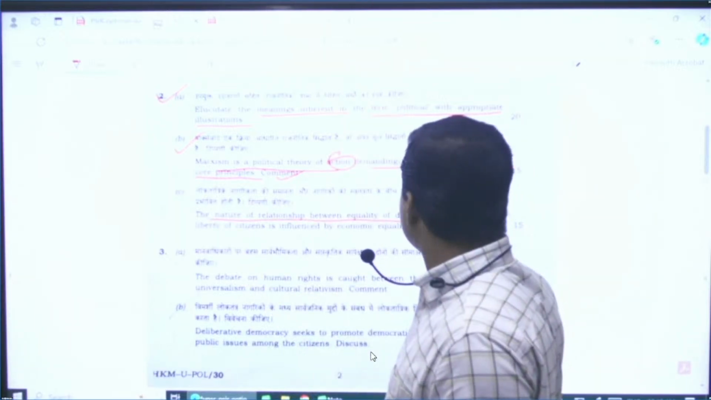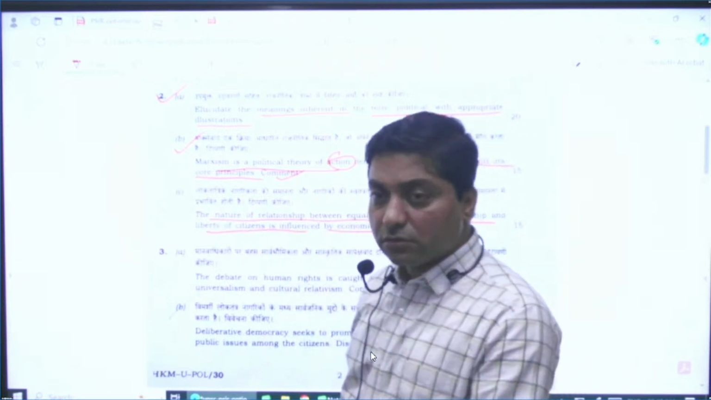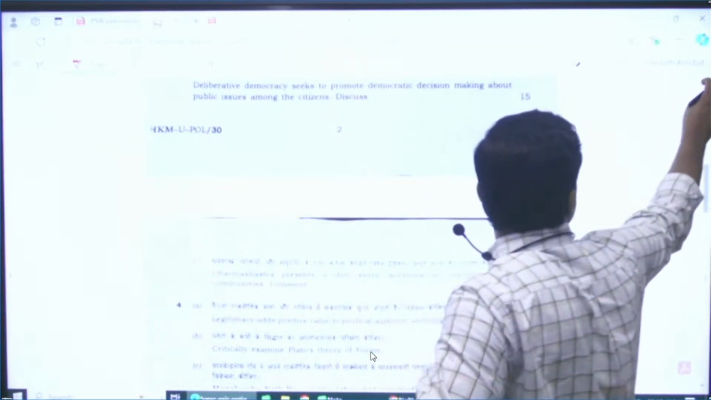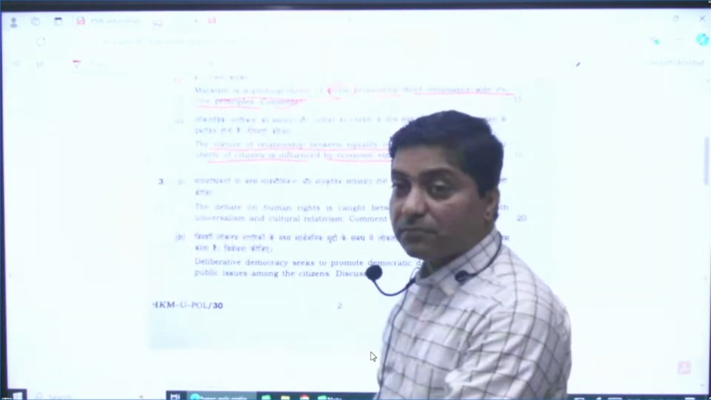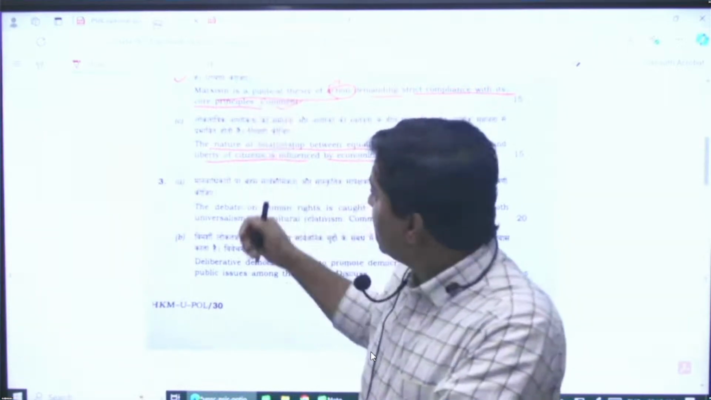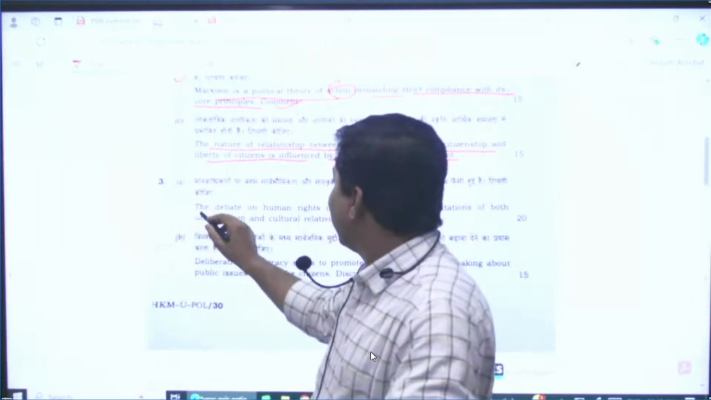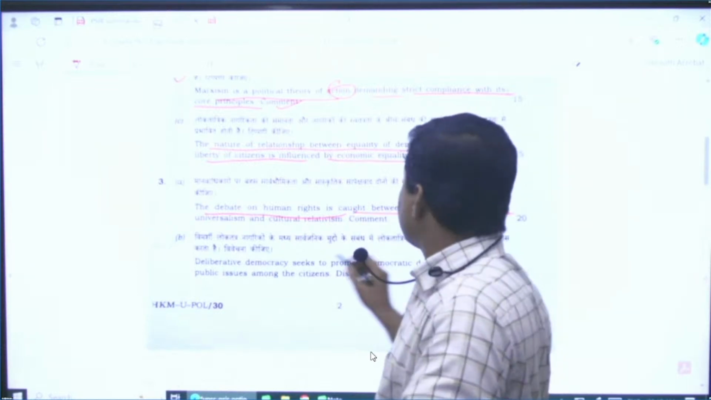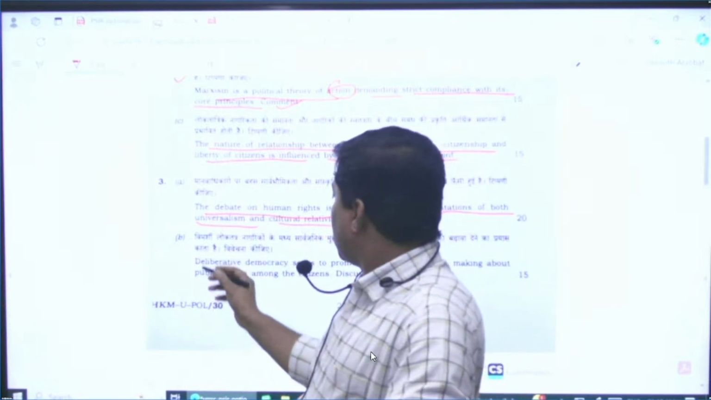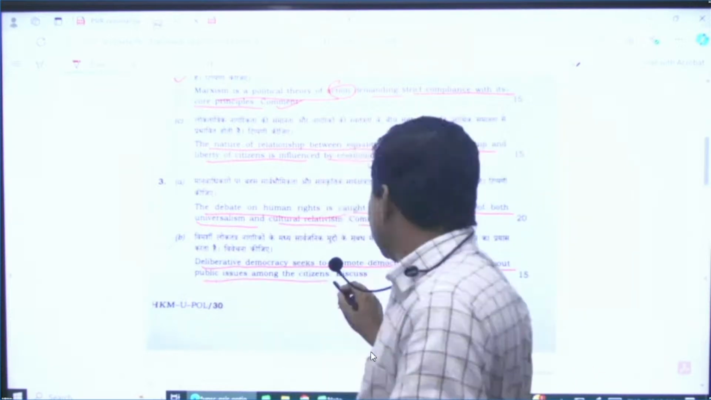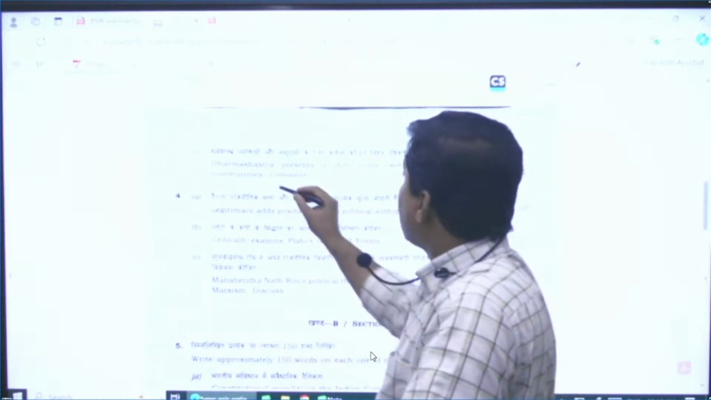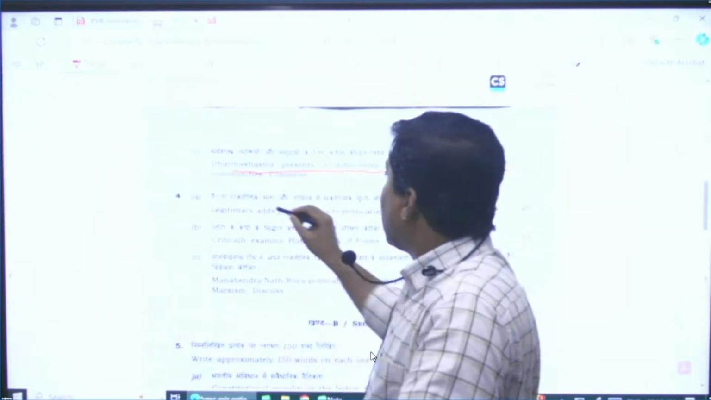The third question was: the nature of the relationship between equality of democratic citizenship and liberty of citizens is influenced by the economic equality. Comment. Options, there is an instruction, and everything is written in the instruction. The third question, the third A: the debate on human rights is caught between the limitations of both universalism and cultural relativism. Comment. Now, the B: deliberative democracy seeks to promote democratic decision making about public issues among the citizens. Discuss. And the C question is: Dharma Shastra presents a duty-centric worldview for individual and communities. Comment.